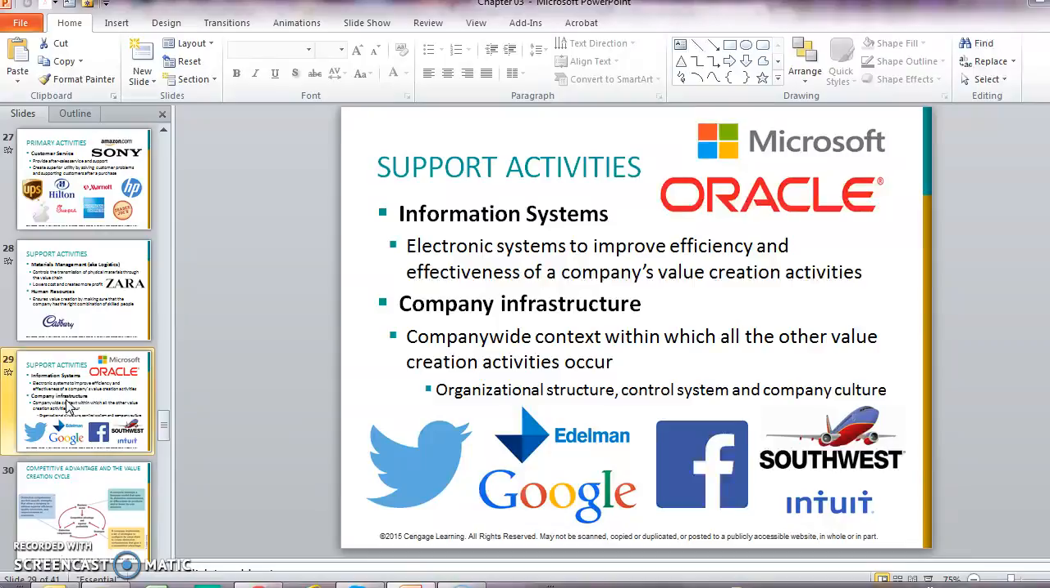Information systems, the ability to put electronic systems in place to help the company communicate internally and externally, very important, and company infrastructure, also very important. Does it have good leadership? What we're talking about here is who's the president, who is on the board, how do people communicate within the company, how are decisions made, what is the culture of the company, and what kind of systems are in place to make sure that the strategy is being delivered as the vision of the leaders so dictate.